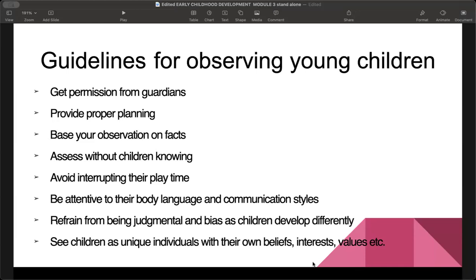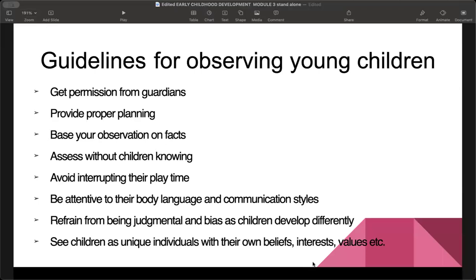Awesome stuff. Thanks, Nyaratso. So those are just some of the guidelines that we can implement that's going to help us to give an accurate representation of our observation of those children.